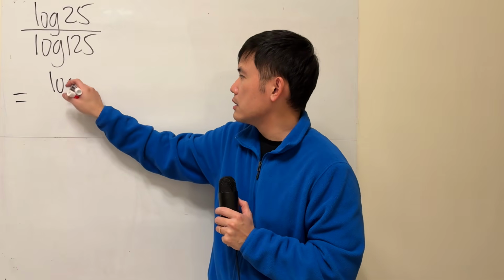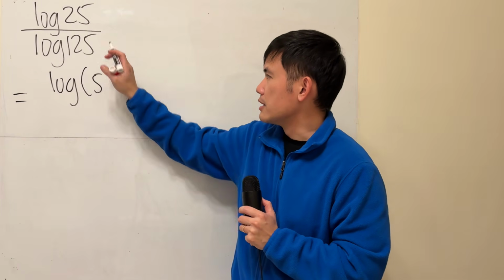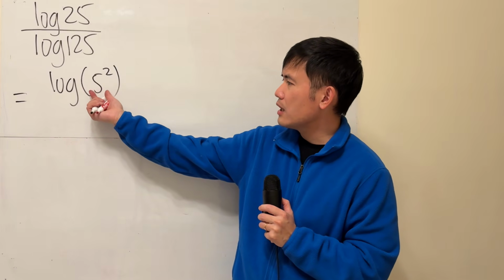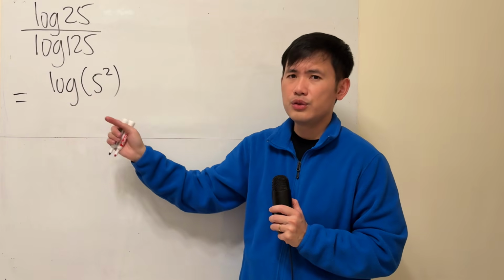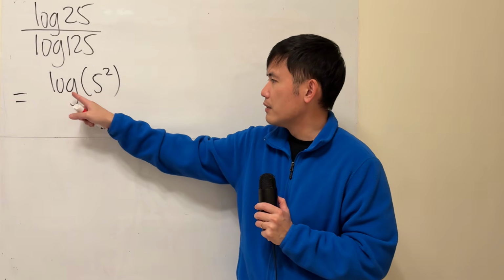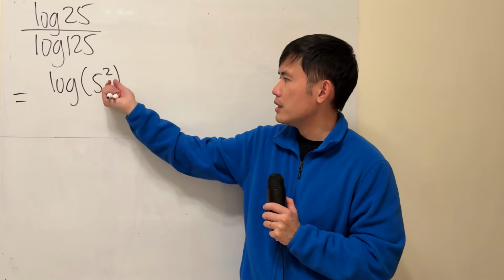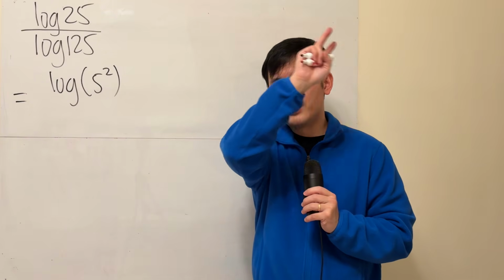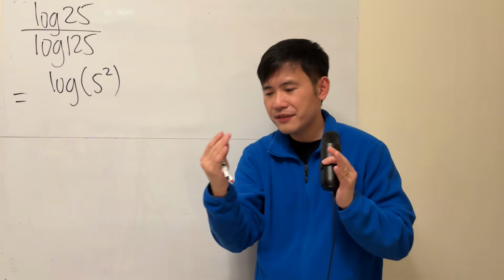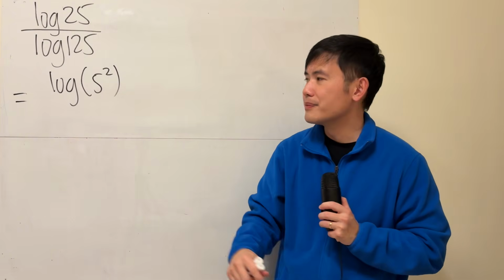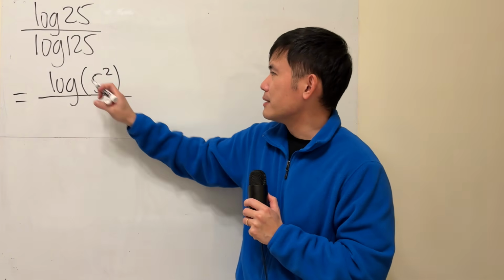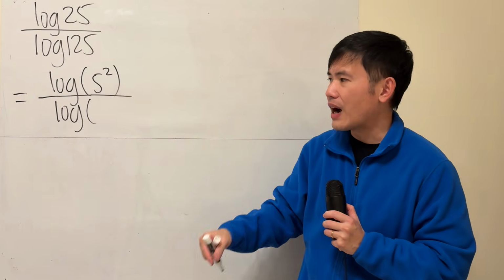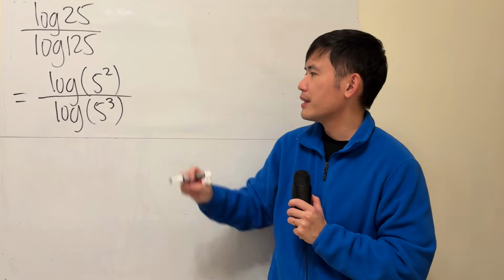We have log. For the 25, it's the same as 5 to the second power. And notice when I have more than one thing inside of the log, I will use parentheses to make it clear. This means we have log and then 5 squared. This right here is inside of the logarithm. Sometimes you may get (log 5) to the second power. You do log 5 times log 5. That's another story. But anyways, do the same thing on the bottom. Log. And then 125 is 5 times 5 times 5, which is 5 to the third power.